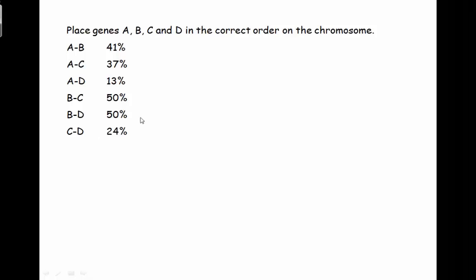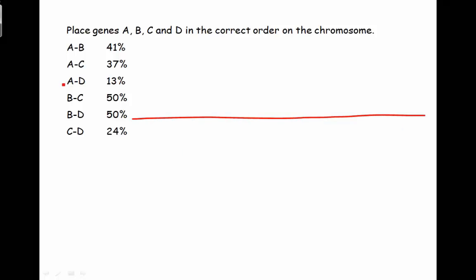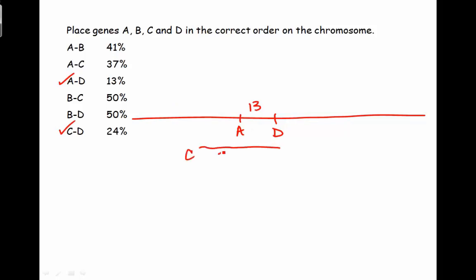So if we approach this problem the same way we have done the other ones, we're going to start with a chromosome and start with the 2 that are the closest together, which is going to be A and D. So I'm going to put A and D right here in the middle, and I've got them 13 apart from each other. Then I'm going to go to C and D down here on the bottom. C and D are going to be 24, so that means that C is either this direction, 24, or C is this direction, 24.